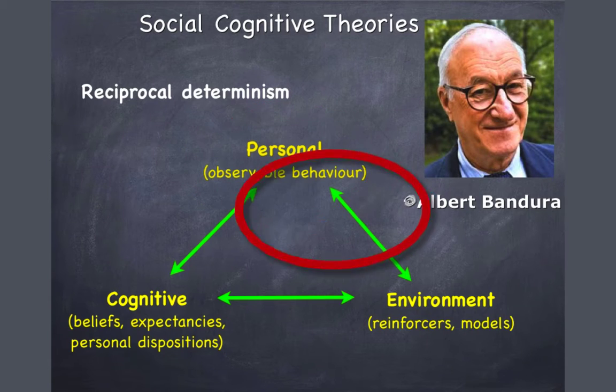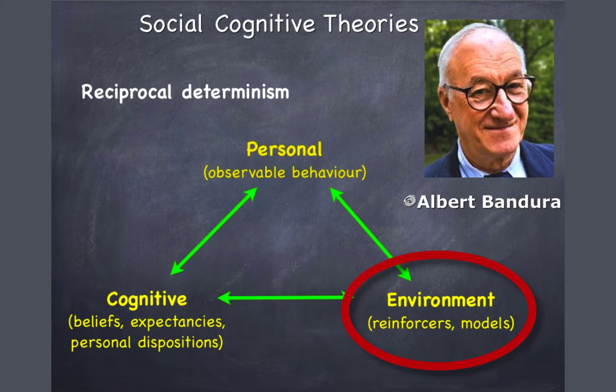And so if we looked at behavior, it's the personal, which would be the observable behavior, the environment, which would be the reinforcers that we get and the models that we observe people doing, and the cognitive would be beliefs, expectancies, and personal dispositions. Now, he also included self-efficacy. Self-efficacy is the perception of ability to perform competently whenever it is attempted. So if you have high self-efficacy, you approach new situations confidently, you set high goals, you persist in effort because you believe success is likely.